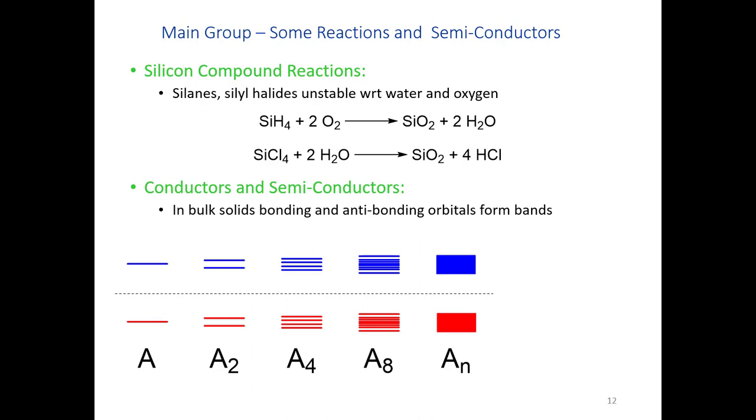The bonding orbitals are filled with electrons and are called the valence band, while the anti-bonding orbitals are empty and called the conduction band. In order to conduct electricity, electrons need to jump to the anti-bonding orbitals, or the conduction band, from the valence band. If the band gap, or the gap between your valence and conduction band, is too large, like for this example here, then the material will act as an insulator.